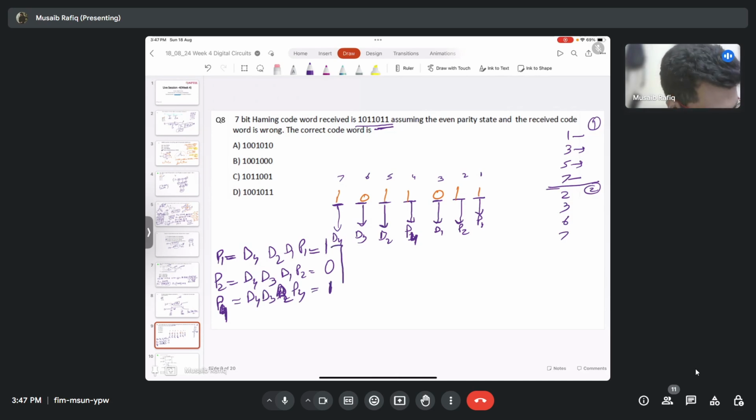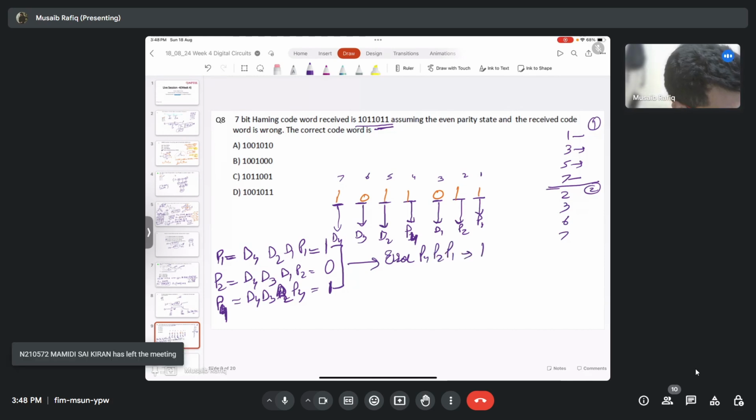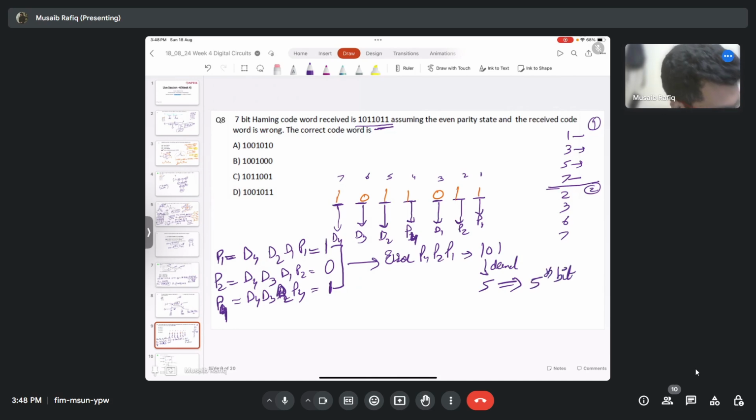So now I have come out with this. The error will be at position P4, P2, P1. What is P4, P2, P1? It's 101, and its decimal equivalent is 5. That implies the error is at the fifth bit. Fifth bit is this. So that implies D2 should be 0. That is the corrected code.